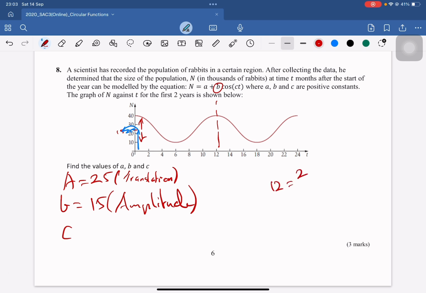12 equals 2 pi over n. You times the n to the other side, you get 12n equals 2 pi. Rearrange n by itself, you get 2 pi over 12. N equals pi over 6. So C equals pi over 6.